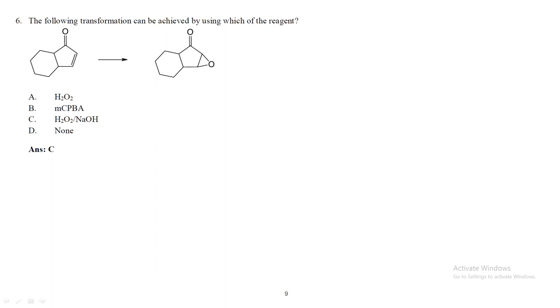You can see, which should be the correct option, right? So you can see this is nothing but an epoxide formation reaction. So how we can generate epoxides? We can form epoxide. So there are particularly two popular choices we have.